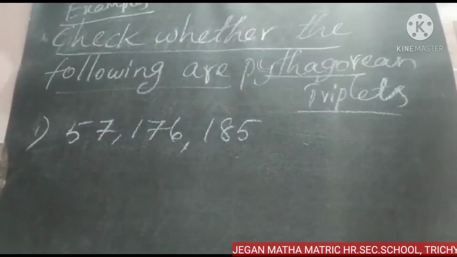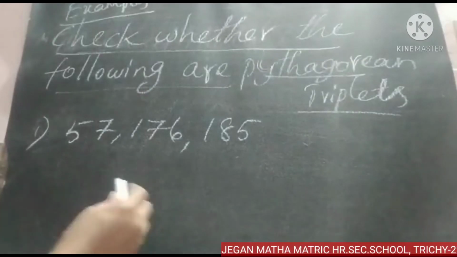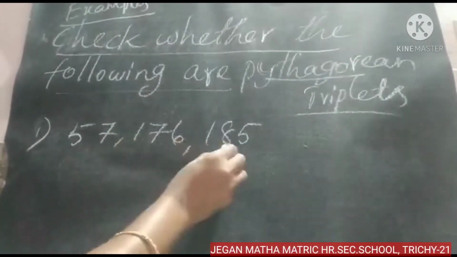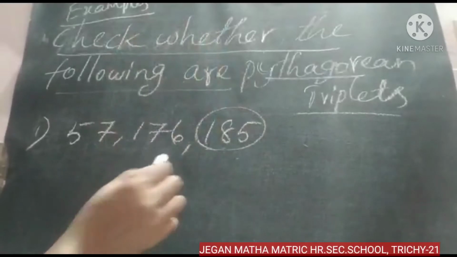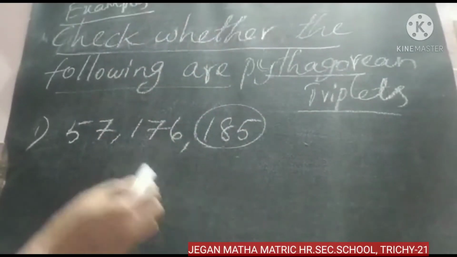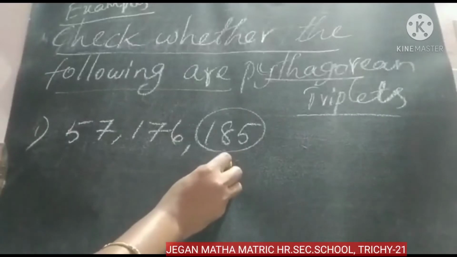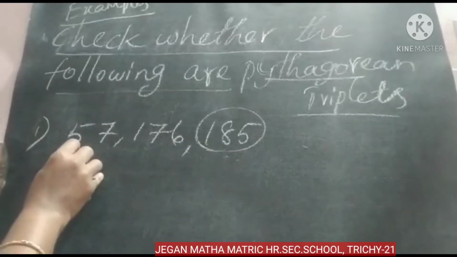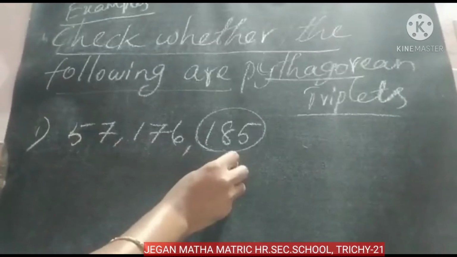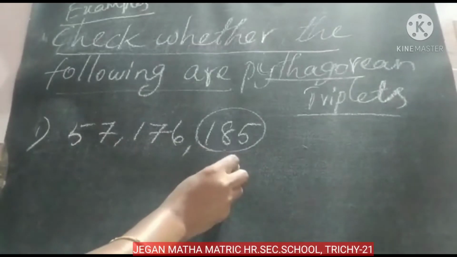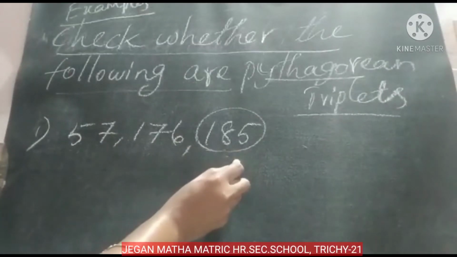So by using the Pythagoras theorem only. So what is this Pythagoras theorem? Which is the greatest side here? 185. The square of the greatest side. Greatest side means that is the hypotenuse. Hypotenuse is always the greater side. So 57 centimeters, 176, 185. These are all the measurements of the three sides of a right triangle.